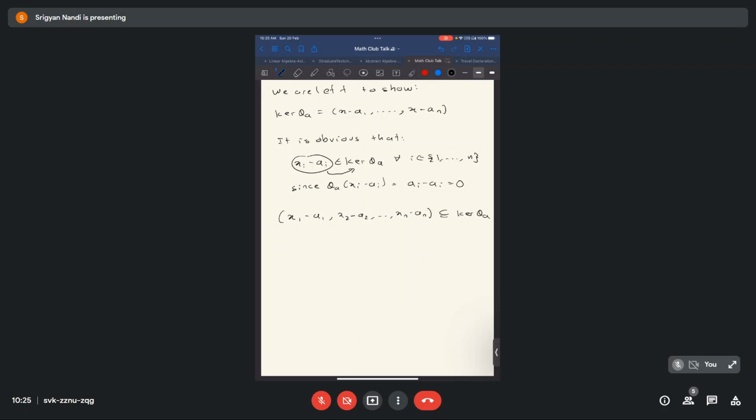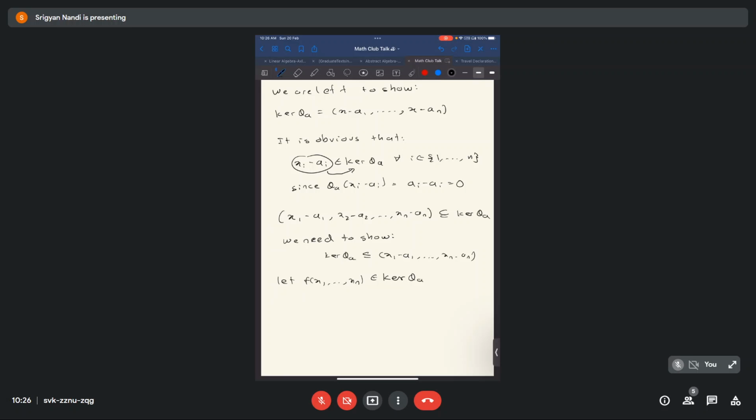Now we need to show that the inclusion the other way holds, that is, the kernel of theta A is contained in (x1 minus a1, ..., xn minus an). So we start by considering an arbitrary element of the kernel of theta A. Let f(x1, ..., xn) lie in the kernel of theta A.